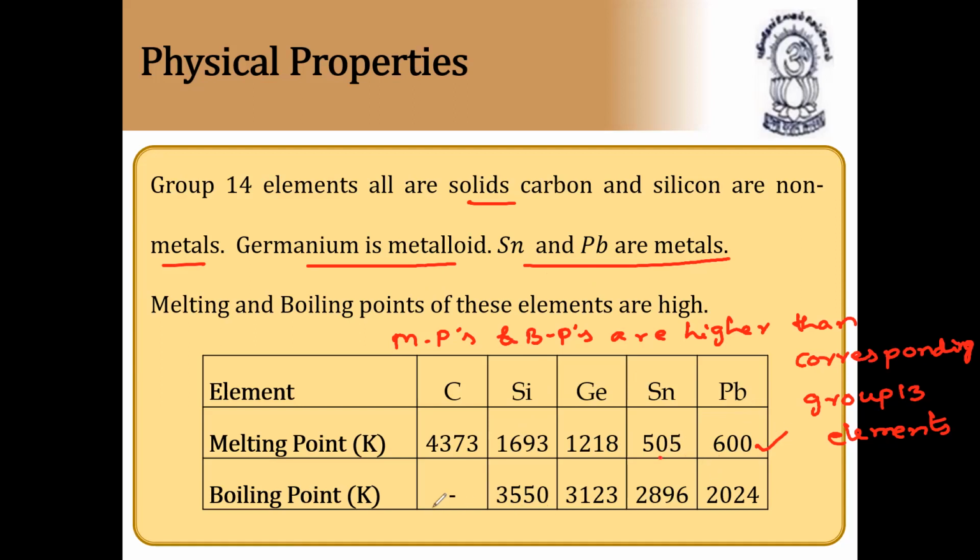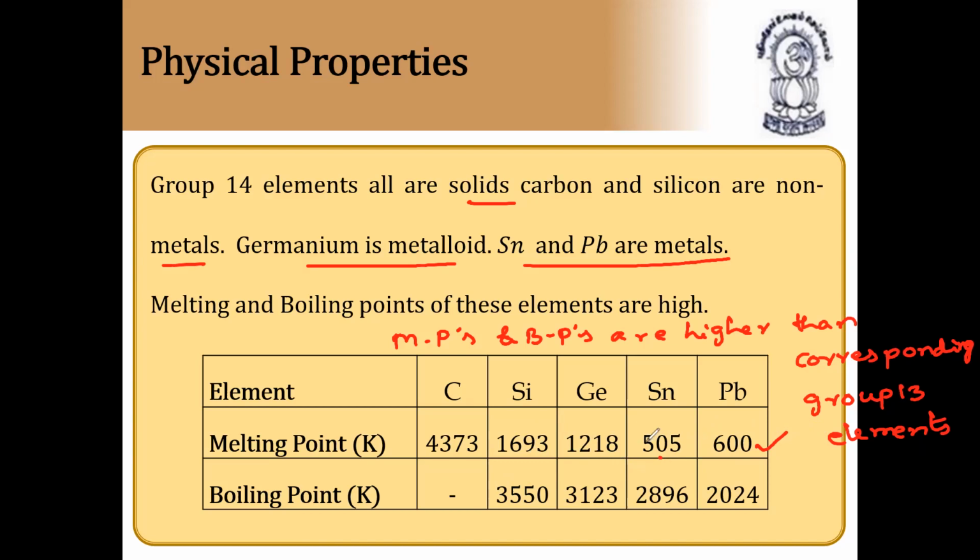Similarly, you can see the boiling points follow the order. Carbon does not have any boiling point given because it is very, very high. We cannot change carbon into gas because carbon exists as a solid. So 3550 kelvins, 3123, 2896, 2024. Only the melting point is increasing for lead. Why is it increasing for lead? Lead has extremely more when compared to tin.